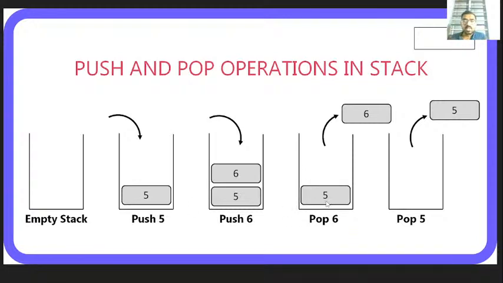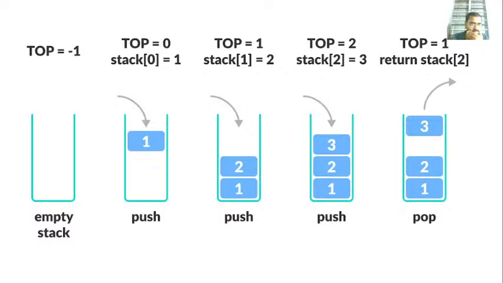Because here I can pop the data element 6 from this stack, and next, if I pop the remaining element 5, it will come out. So this pop 5 is equivalent to this empty stack. I hope you understand what the push and pop operations are in stack data structures.